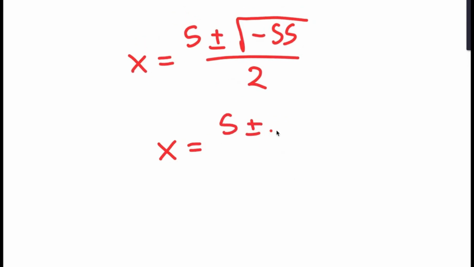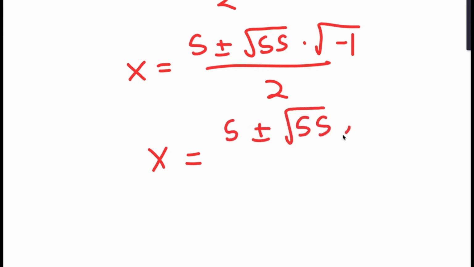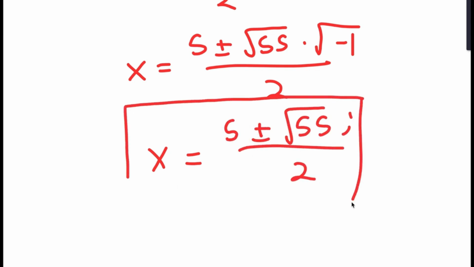Now, this is equal to the square root of 55 times the square root of negative 1 over 2. And the square root of negative 1 is equal to the imaginary number i. So I get 5 plus or minus the square root of 55i over 2. So these are two more solutions to this equation.